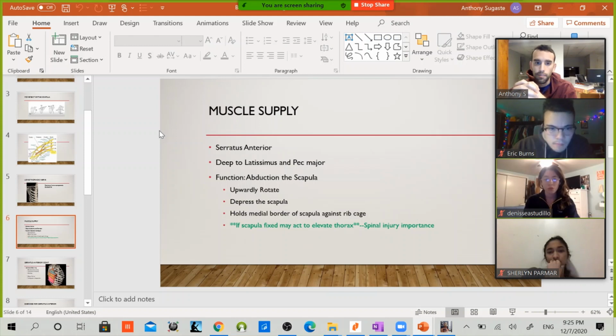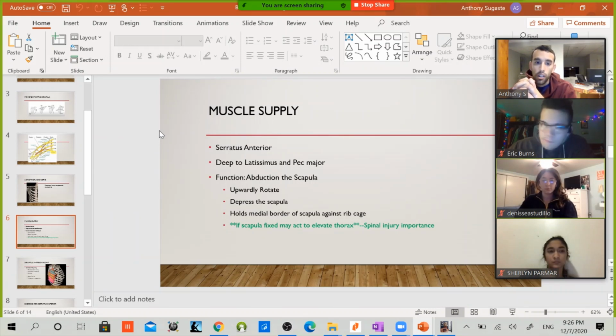The function is we're looking at abduction of the scapula, upward rotation, which we talked about before, depressing the scapula, holding the medial border of the scapula against the ribcage, and, if the scapula is fixed, it may act to elevate the thorax. This is important for spinal injury. I'm just going to talk about the shoulder first.